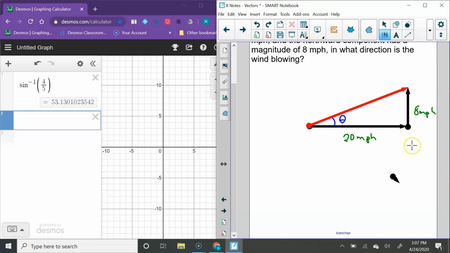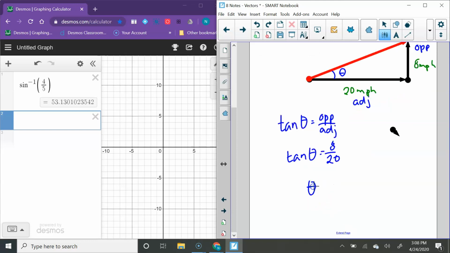I could find the third one if I want, but this side right here is my opposite side, and this side is my adjacent side. So opposite and adjacent, that's tangent. Tangent of theta equals opposite over adjacent. So if I say tangent of theta equals 8 over 20, then I'm just going to have to do inverse tangent to get rid of the tangent here.